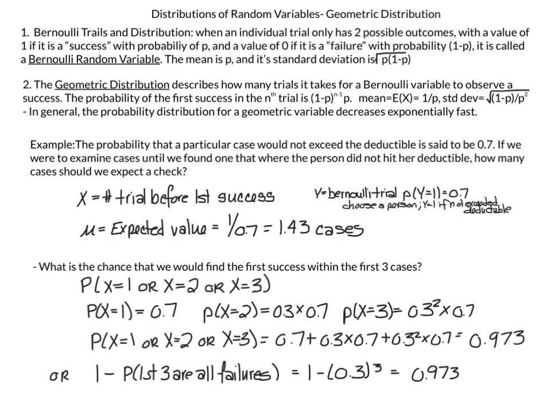Another way of doing this, if we're looking for the success within the first three cases, we could say, well, what if all the first three cases were failures and subtract that from 1? In other words, the answer to this question could be found by doing 1 minus the probability the first three are all failures. And that's just 1 minus 0.3 raised to the third, which will give us the same answer, 0.973.